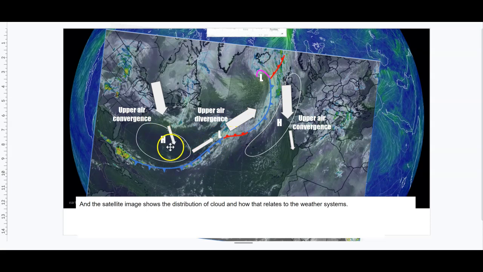At our high pressure systems, you can see that there is no cloud here at all because the air is sinking down. Upper air convergence leads to high pressure anticyclone below. Upper air divergence leads to low pressure depression below.